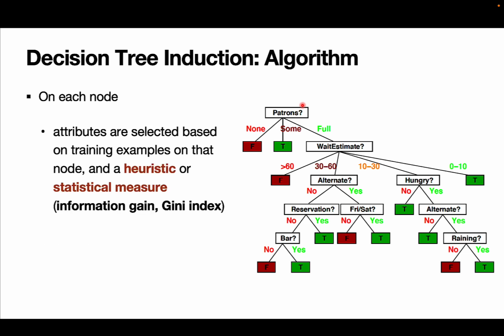At subsequent steps on each node, the attribute selection is going to be determined by the remaining examples when we reach that node. So first we split based on patterns, then our statistical measure like information gain or Gini index is stated that we need to look into weight estimate. Then the remaining examples are going to be split based on the weight estimate and so on.